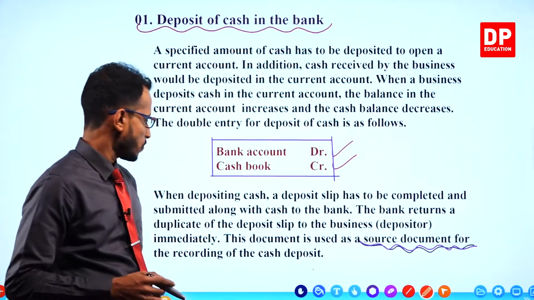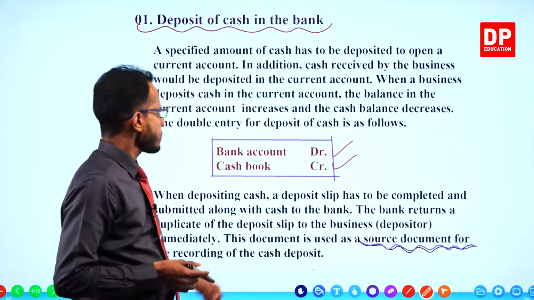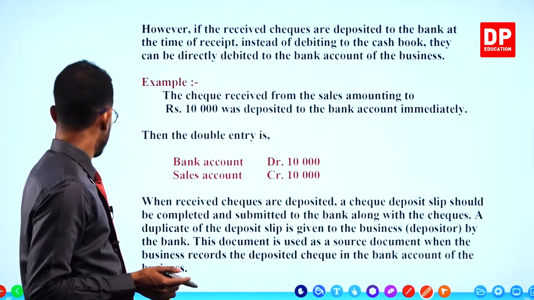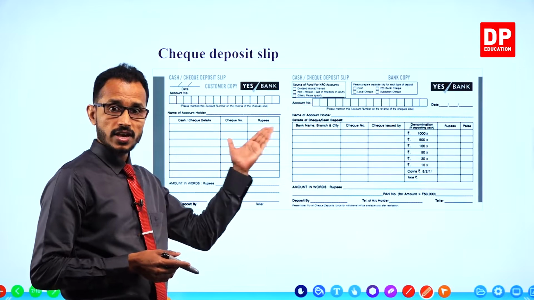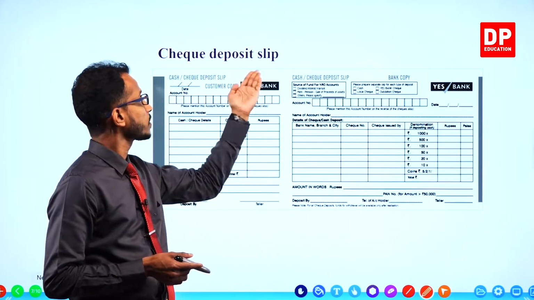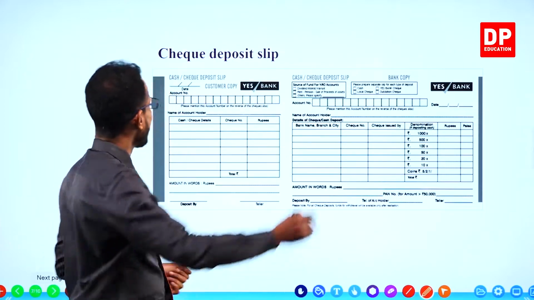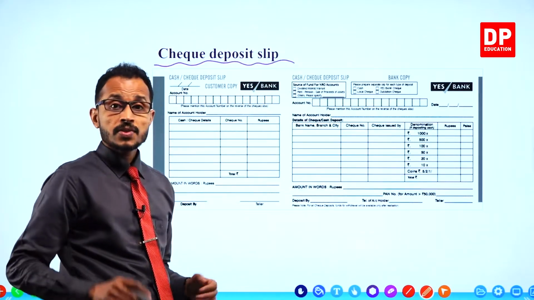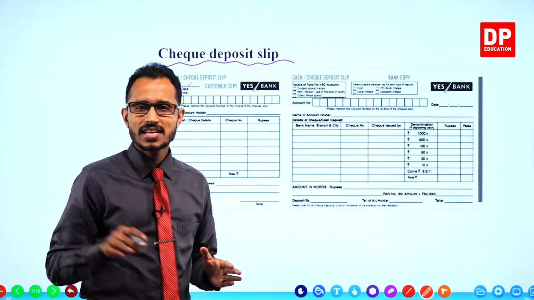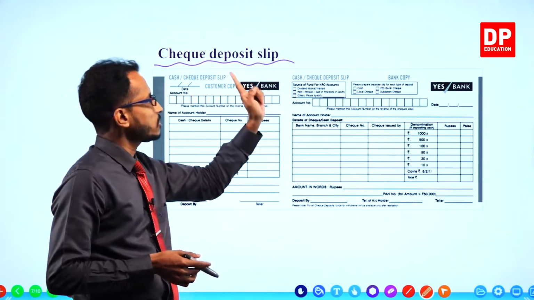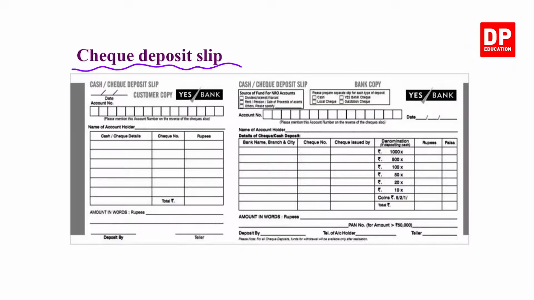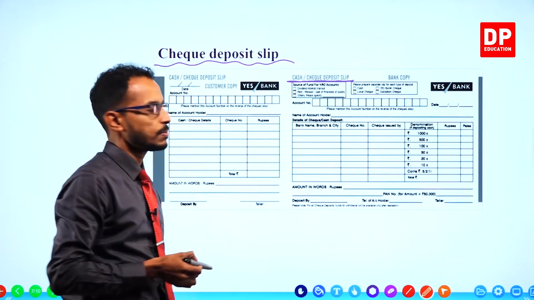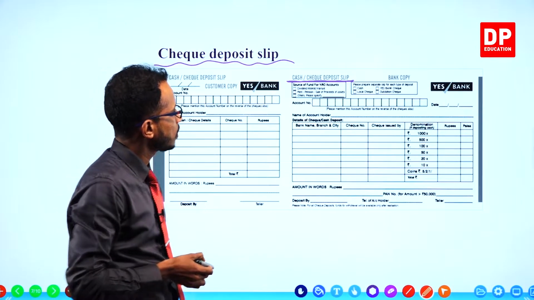Source document for the recording of the transactions. There we have a cash deposit slip. Do we have a cash deposit slip? No, it's a check deposit slip. Yeah, this is a check deposit slip, but most of the time, children, in most banks that I have seen, for the check deposits and for the cash deposits, the same slip is used. That's why here it says check or cash deposit slip. Cash or check deposit slip. All right.